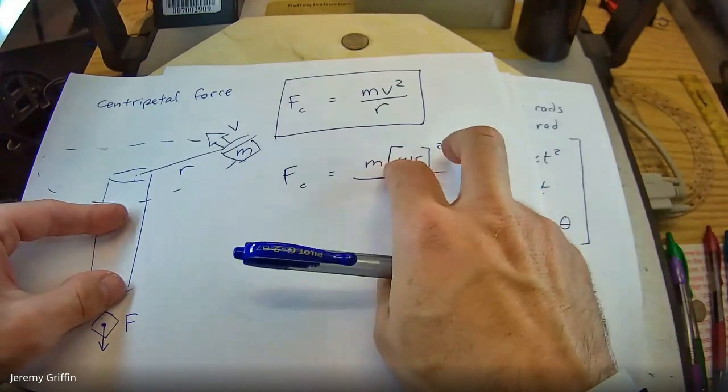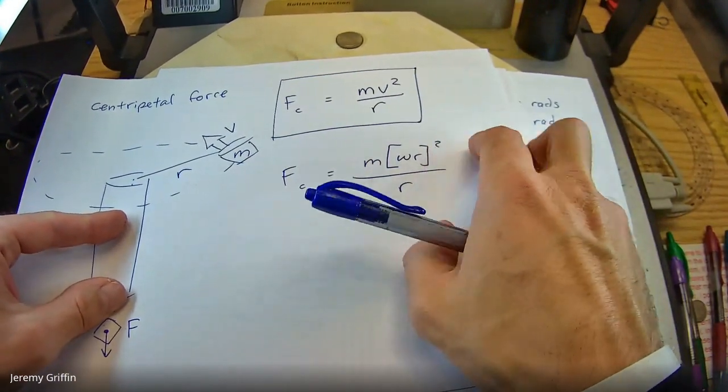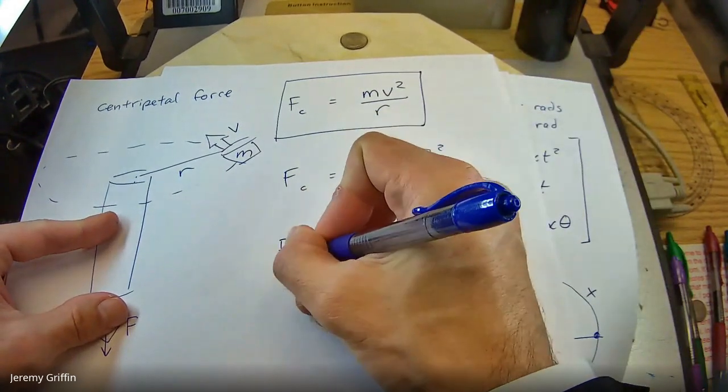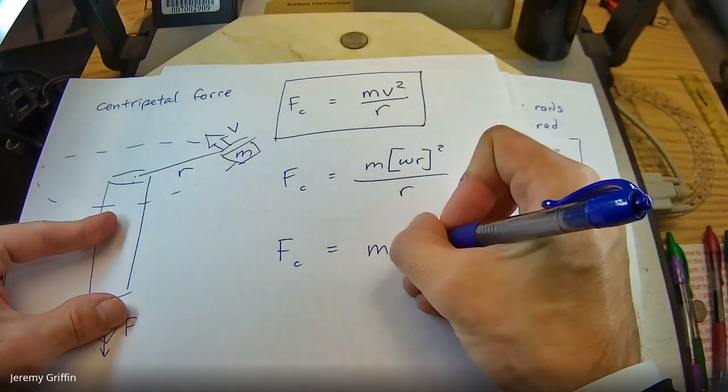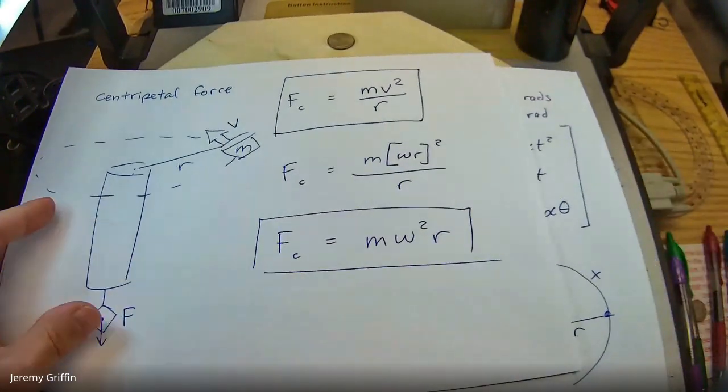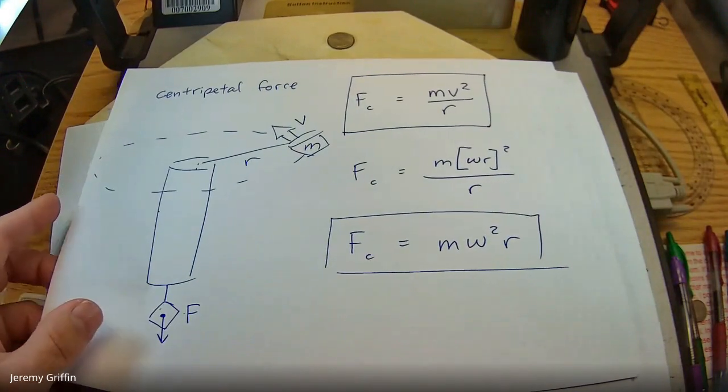Omega would be squared. R would also be squared, but one of them cancels out. And you end up with this expression right here: m times omega squared times R. So that's the other perspective on centripetal force. Wait, so why is it omega R?